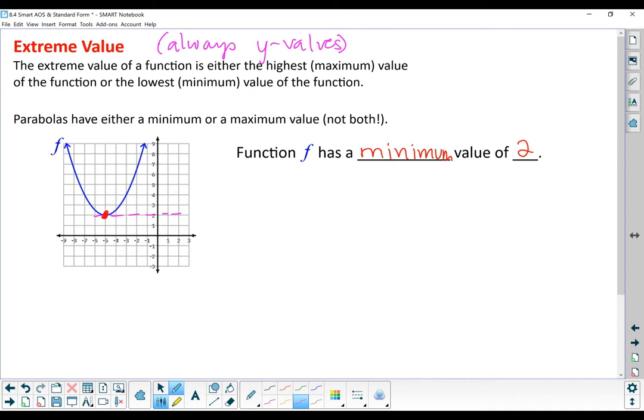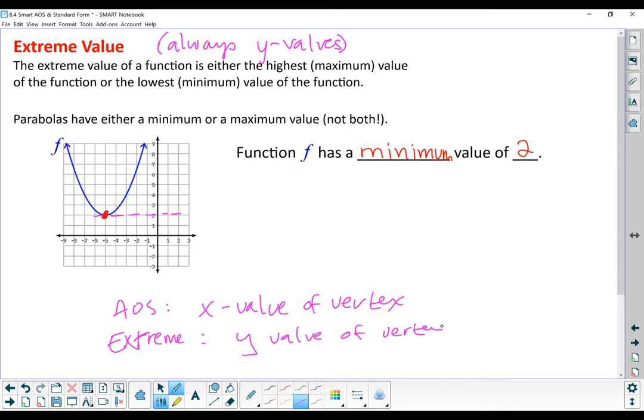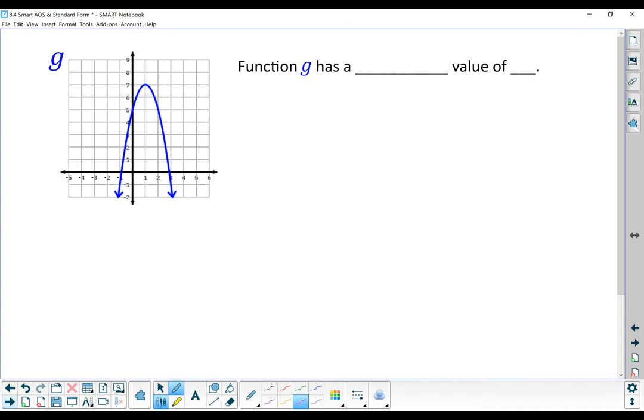So the vertex tells us two things. It tells us the axis of symmetry. The axis of symmetry is the x value of the vertex. And the extreme value we can get from the vertex as well. It's the y value of the vertex. And you'll just have to think about if it's a min or a max based on whether the parabola opens upward or downward. Okay, so this function g is a reflected parabola, so it opens downward. The function g has a maximum value of 7. 7 is the highest that parabola goes.